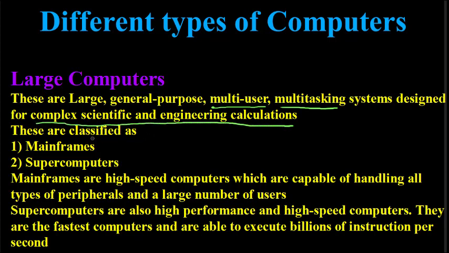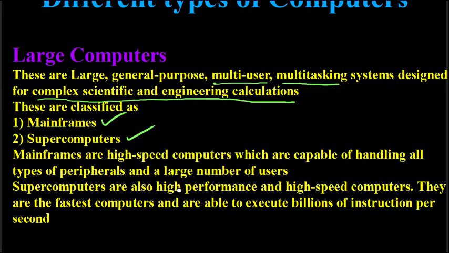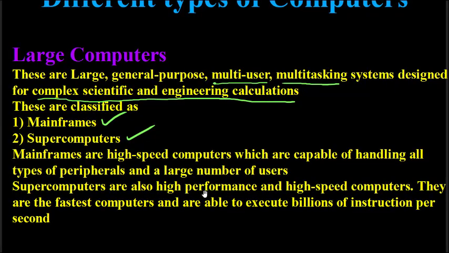They are classified into two types. One is the mainframe computers and the other is supercomputers. Mainframes are high speed computers which are capable of handling all types of peripherals and a large number of users. Then, as we know, supercomputers are the fastest computers available. They have very high performance and very high speed, and they can execute billions of instructions in one second.